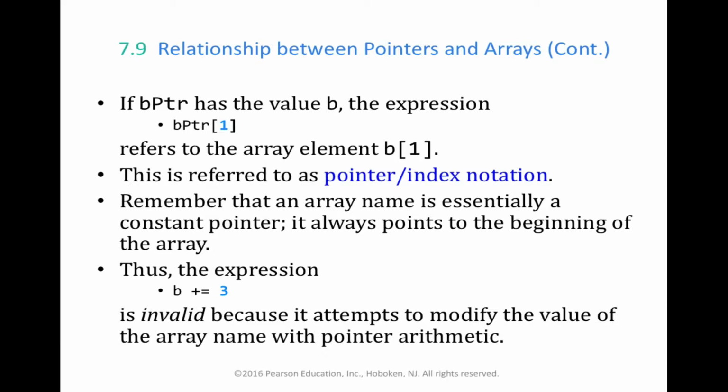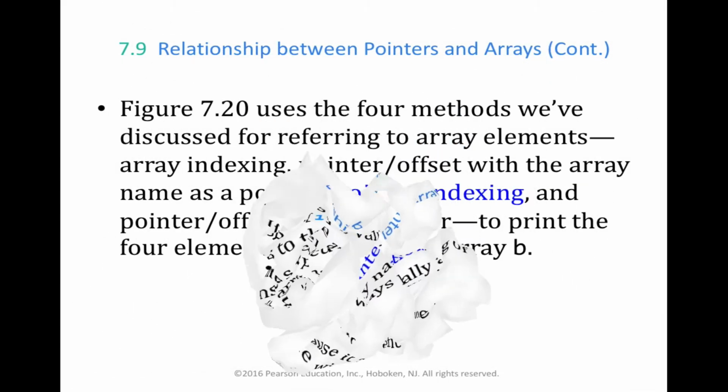Remember that an array name is essentially a constant pointer, always pointing to the beginning of the array. So b += 3 is invalid because it attempts to modify the value of the array name with pointer arithmetic. We can't do that because it's a constant pointer, and so we can't change that value.